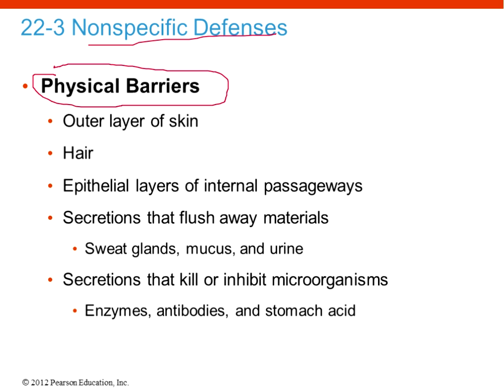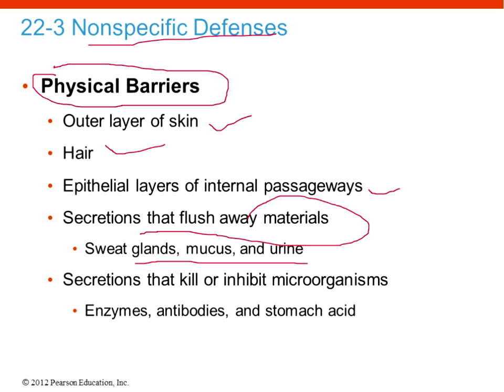All right, so the first one of these non-specific defenses I mentioned are physical barriers. So the skin, the hair, any epithelial layers and these internal passageways, all these things are going to be a way of protecting ourselves, right? Because it's a physical barrier. Not only is it a physical barrier which can protect from these pathogens, there are secretions, right, that can flush away these materials, like sweat glands and mucus and urine, or other types of secretions, right, like stomach acid or enzymes that can kill or inhibit microorganisms.